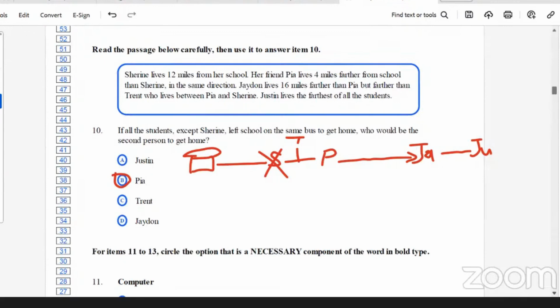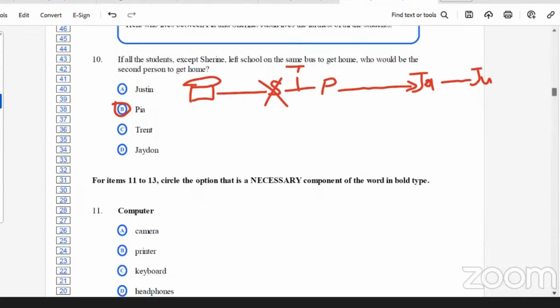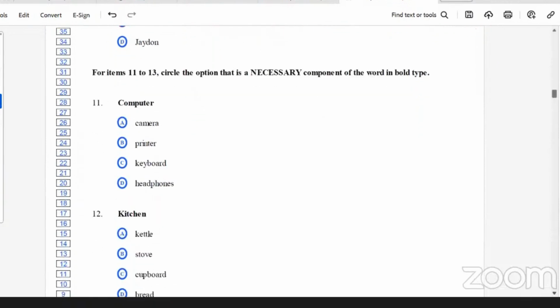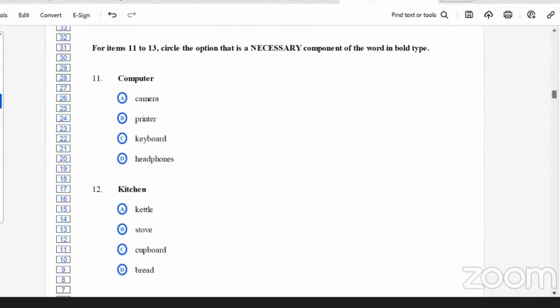Sometimes you have to draw these things. Don't assume and try to use your brain only. Get out those pencils and use them to represent the information so you can clearly see the relationship.